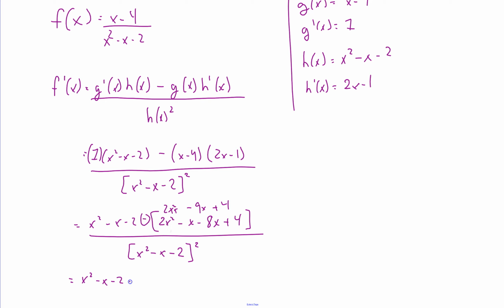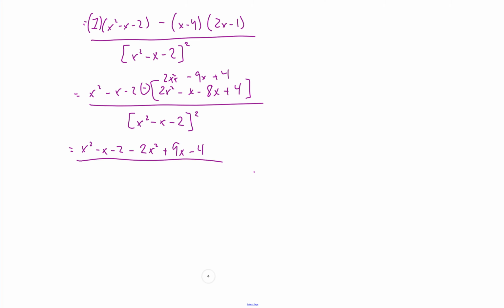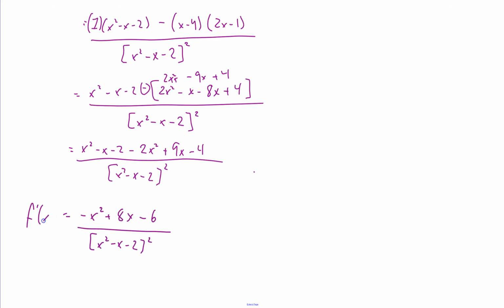So I'm going to distribute the negative. So it'll give us minus 2x squared. Minus times minus gives us positive 9x, and minus times minus 4 gives us positive 4... divided by x squared minus x minus 2 squared. That'll give us minus x squared plus 8x minus 6, divided by x squared minus x minus 2 squared. That's our f prime of x.